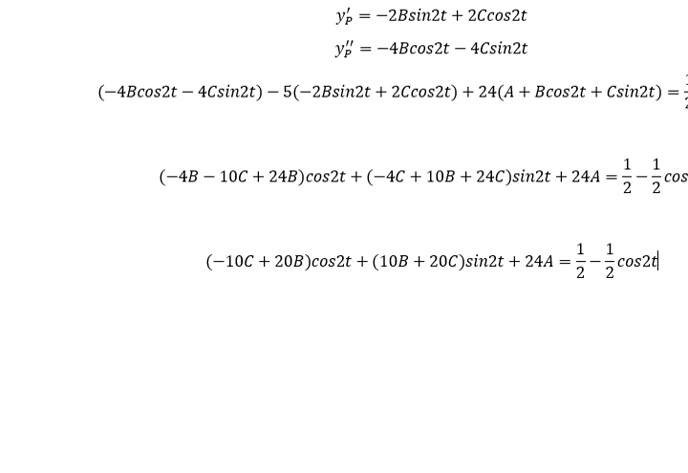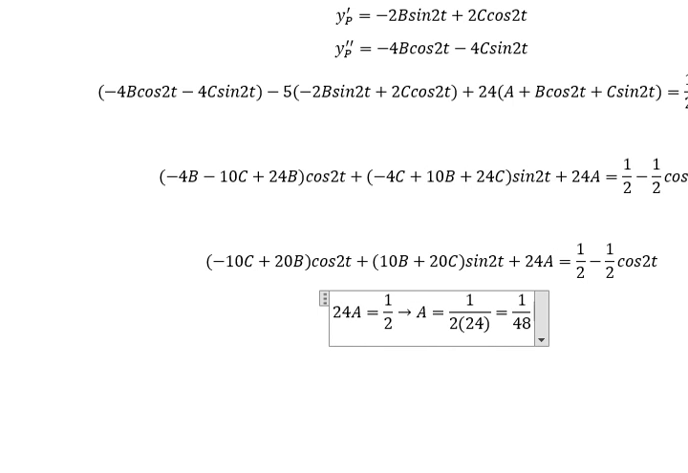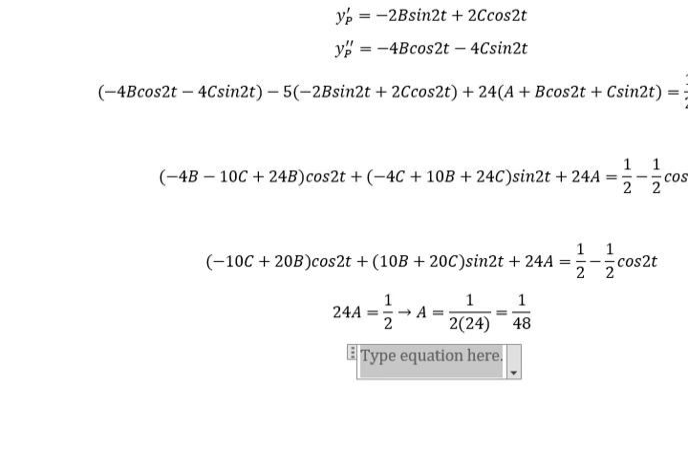That's it for the first one. So a equals to 1 over 2 multiplied by 24. So we put number 24 going to the right, and we have 1 over 48. The next one, we have the system of equations.